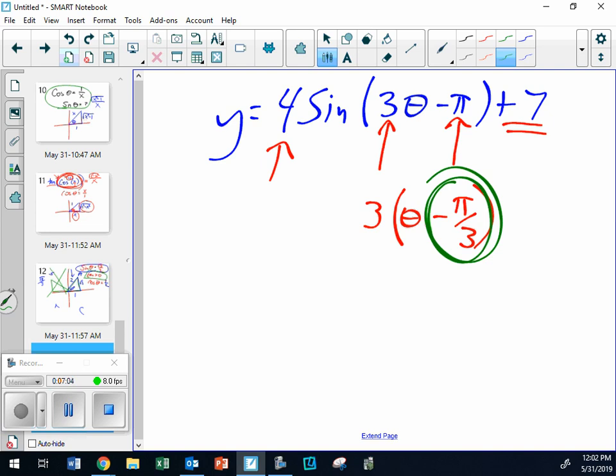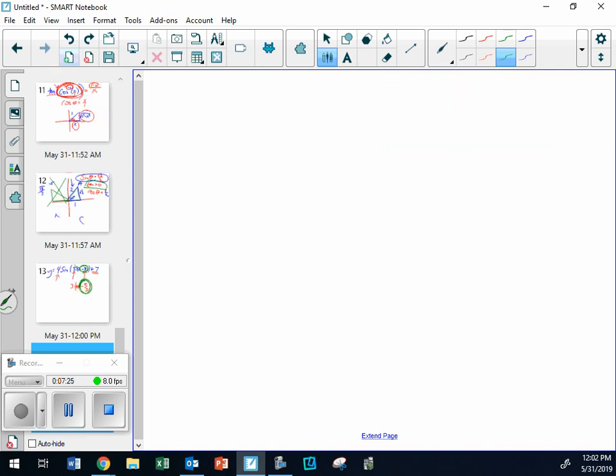The phase shift is not just pi. A lot of people think it's just pi. Nope. You have to factor it. Remember I say if you can factor it, you should? Another case. Got to factor that puppy. So the phase shift, in this case, would be right pi over 3. Okay. So that's enough about sinusoidals.